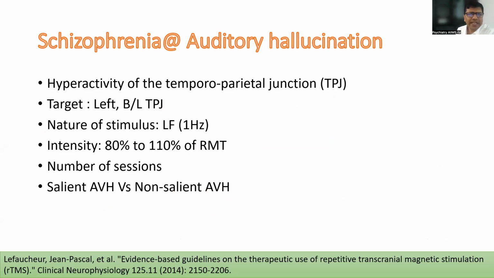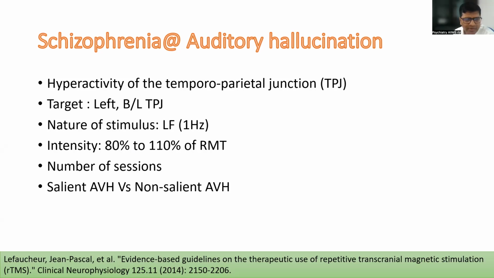So in schizophrenia, people used rTMS, particularly targeting the left temporoparietal junction or bilateral temporoparietal junction, using low frequency rTMS, mostly at subthreshold intensity. There is a dictum, like suppose it is salient auditory verbal hallucination versus non-salient auditory verbal hallucination.